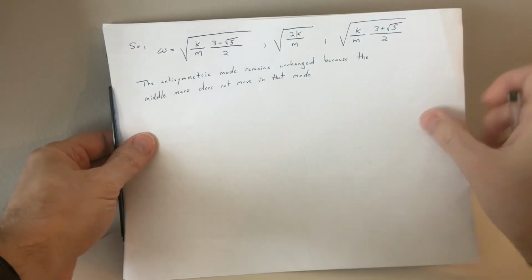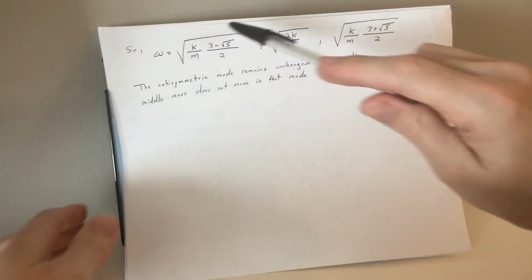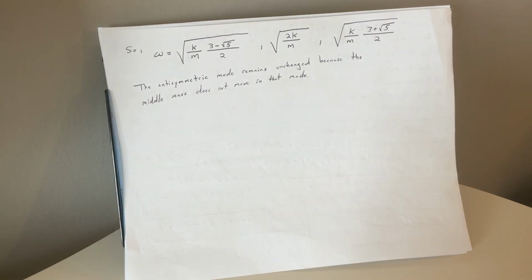So building on that, for the remainder of part F, omega is equal to the square root of k over m times 3 minus square root of 5 over 2, the square root of 2k over m, and the square root of k over m times 3 plus the square root of 5 over 2. So the anti-symmetric mode remains unchanged because the middle mass does not move in that mode.